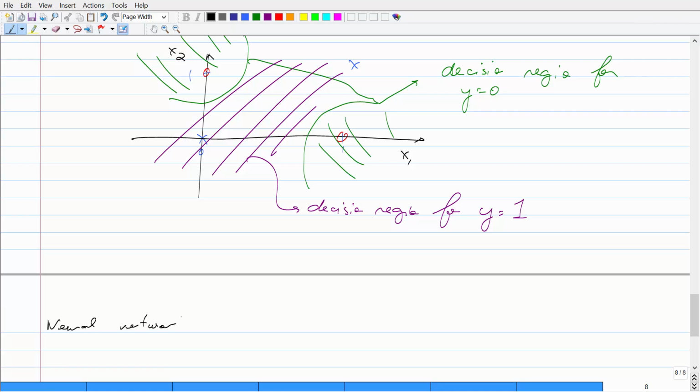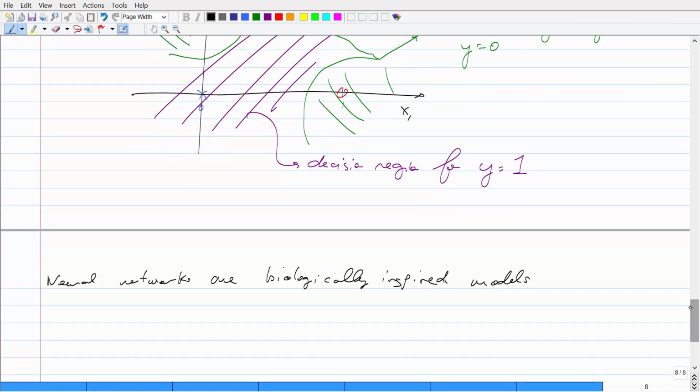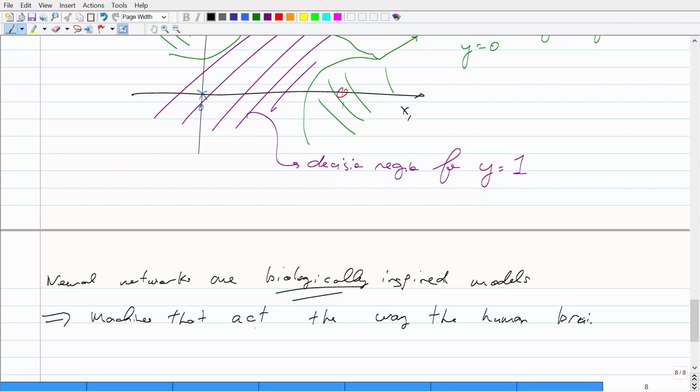So neural networks are what are known as biologically inspired models. They're inspired by the way the human brain acts, or certain actions that the human brain takes on. Okay? So basically what we mean by biologically inspired models is that they are machines that act in the way the human brain does, right? So machines that act the way the human brain does. All right?